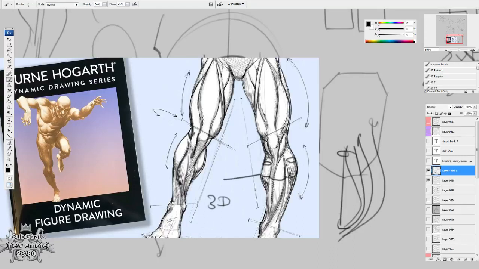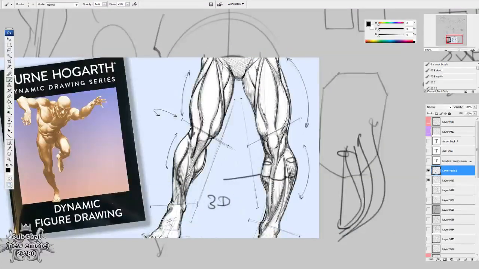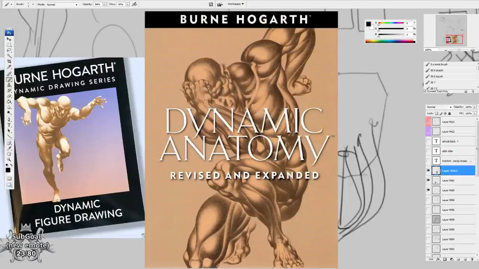Why is this so small? Come on, give me a big image, please. This one, copy, paste. Not this one. This one. There we go.